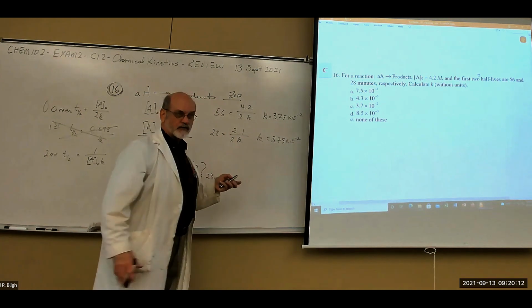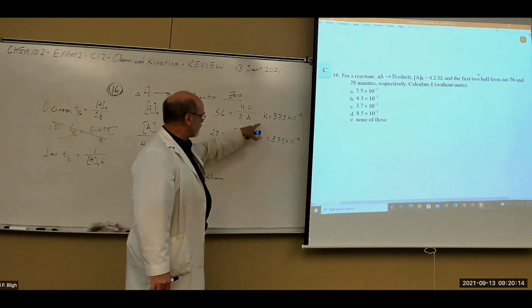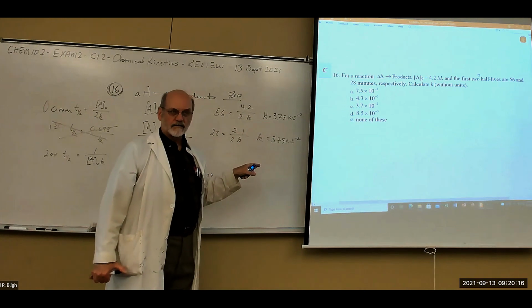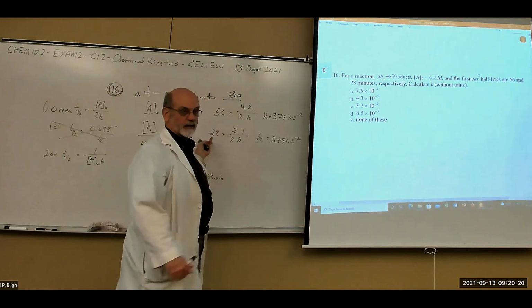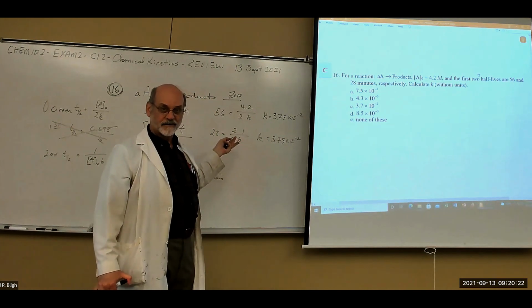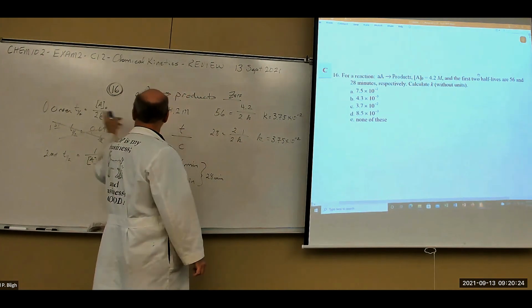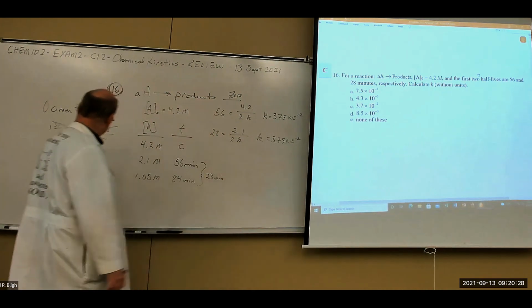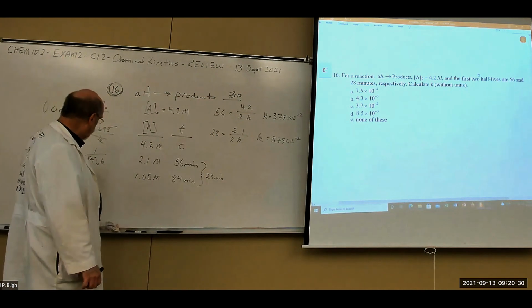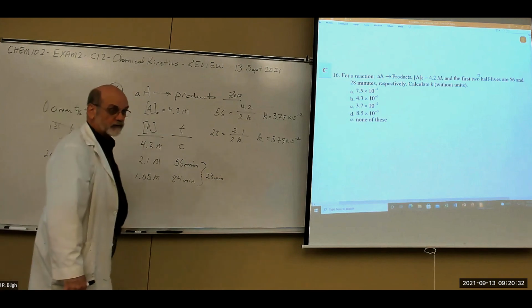How do I know that's true? Because K is a constant. If these were two different Ks, then we'd be barking up the wrong tree. But since we started here and we ended up with both Ks equal, that means this one cannot be it. We can go ahead and do this one and prove, right?